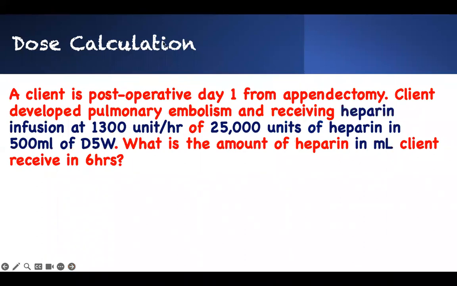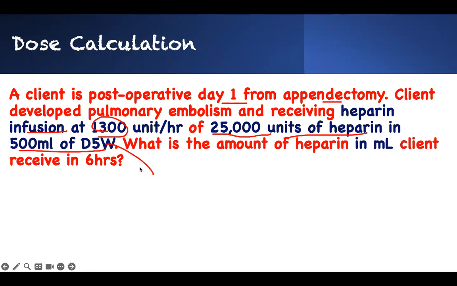Next one. A client is post-op day 1 from appendectomy. Client developed pulmonary embolism and is receiving heparin. Receiving, that's what is being prescribed. That's why he's getting it. 1,300 units per hour of 250 units of heparin in.